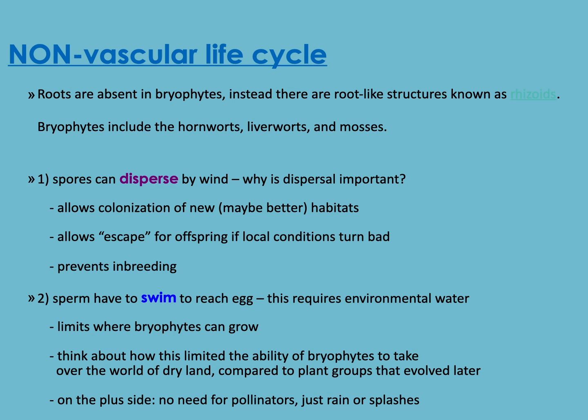If fertilization takes place, it results in a zygote that develops into tiny sporophytes on the parent gametophyte plant. So the sporophyte produces haploid spores, and these develop into the next generation of gametophyte plants. Then the cycle will repeat. So here, the idea is the spores need to use the wind or the water for dispersal.